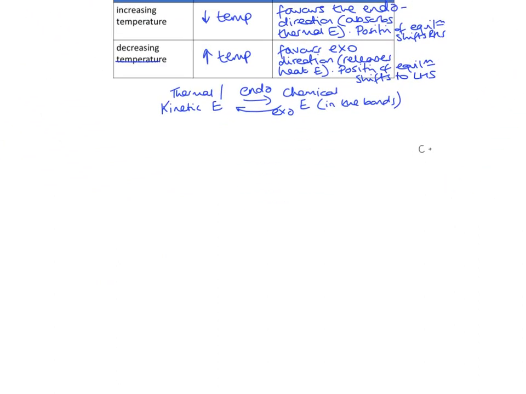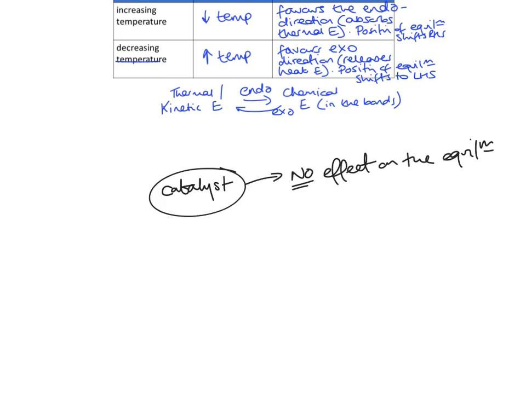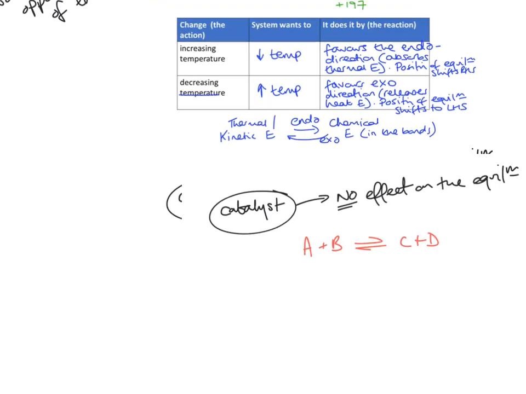Now the final idea is the introduction of catalysts, and they have no effect on the equilibrium. The reason being is if you take the generic A plus B going to C plus D, catalysts speed up both the forward direction, A plus B going to C plus D, and the backward direction, C plus D going to A plus B, at the same rate. So the position of equilibrium stays exactly the same point.